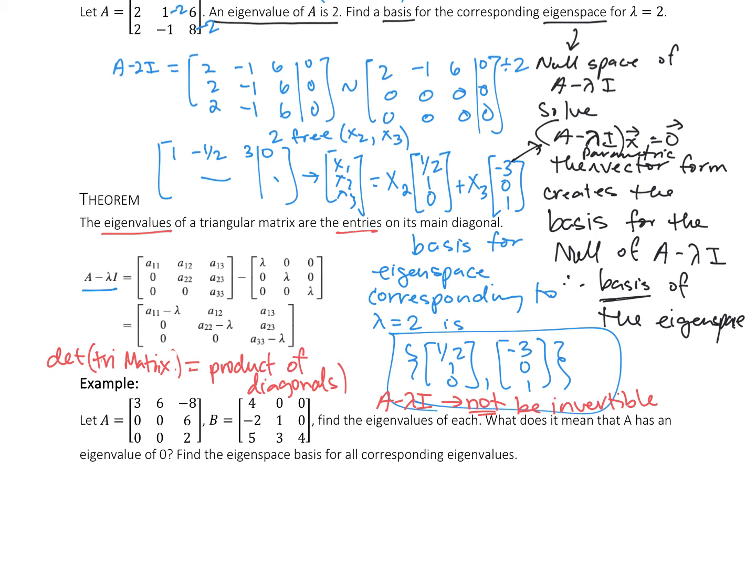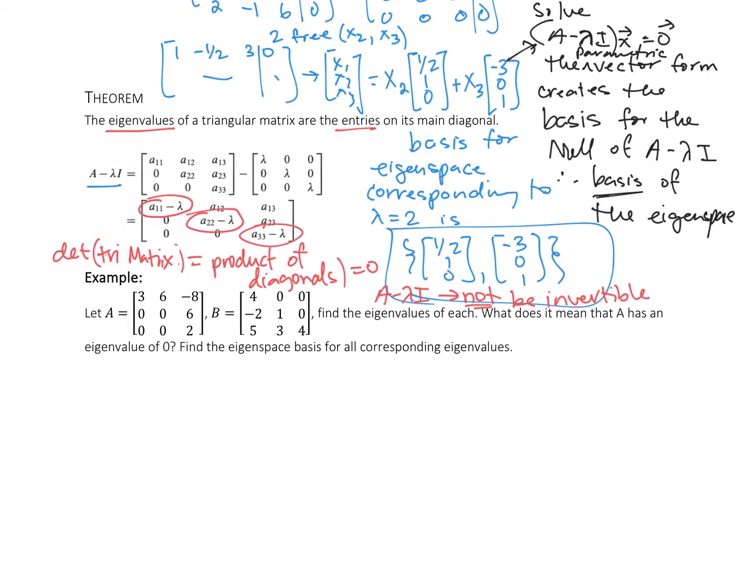So if the product of my diagonals equals 0, it's easy to see that if I have this minus lambda, one way to make that equal to 0 is to let lambda equal whatever that A11 is. Same thing here: that would be 0 as long as lambda is equal to A22, and so on and so forth. So if our determinant is going to equal 0 in a triangular matrix, it's just the product there, and that automatically means that the values in our main diagonal are equal to our eigenvalues. Hope you followed.